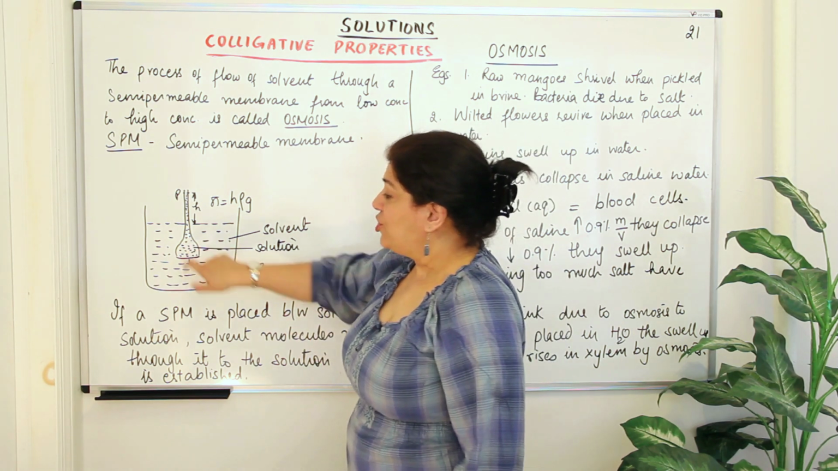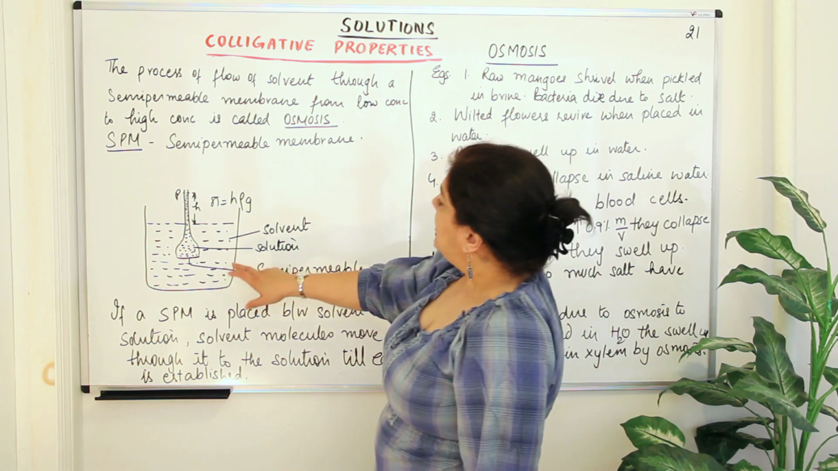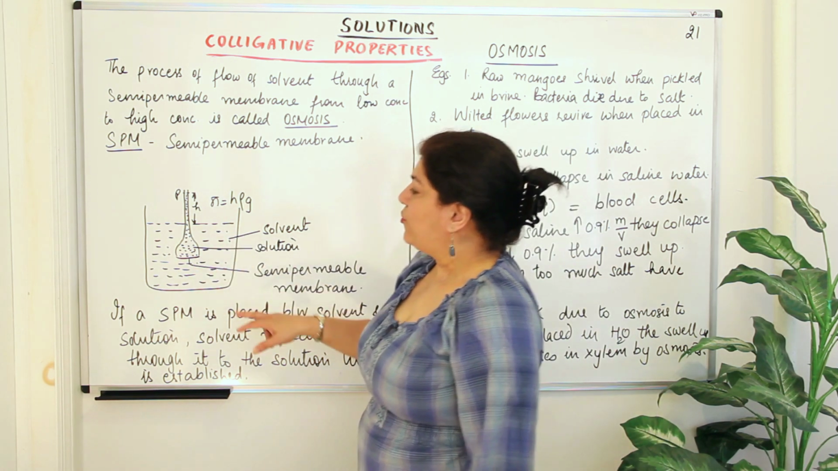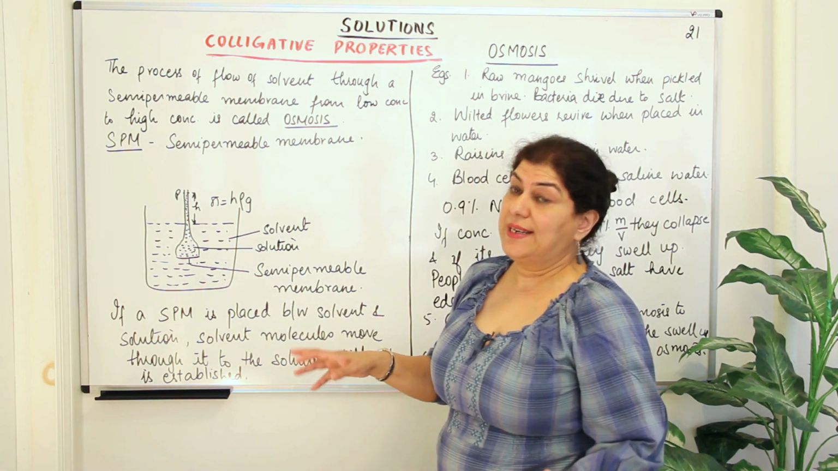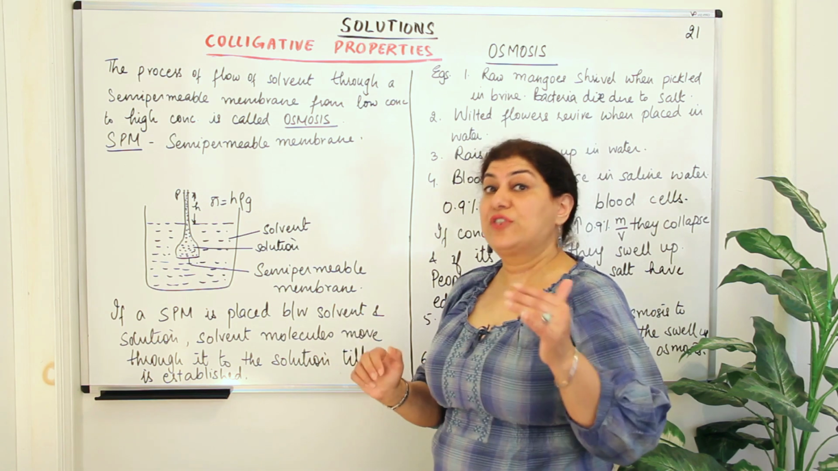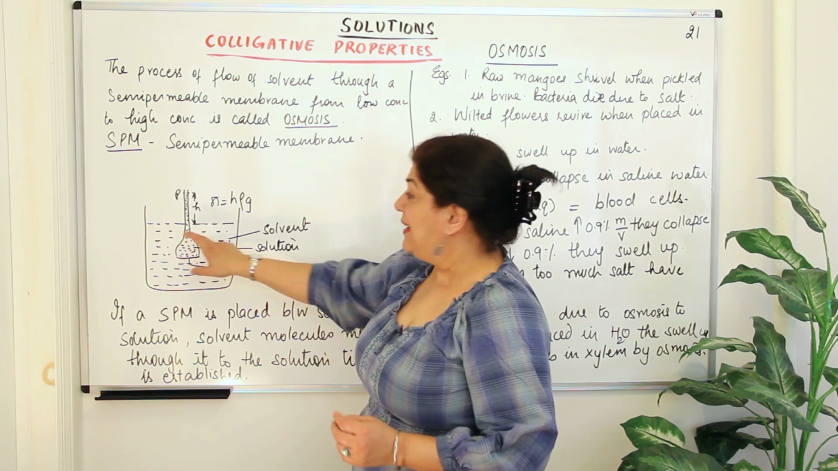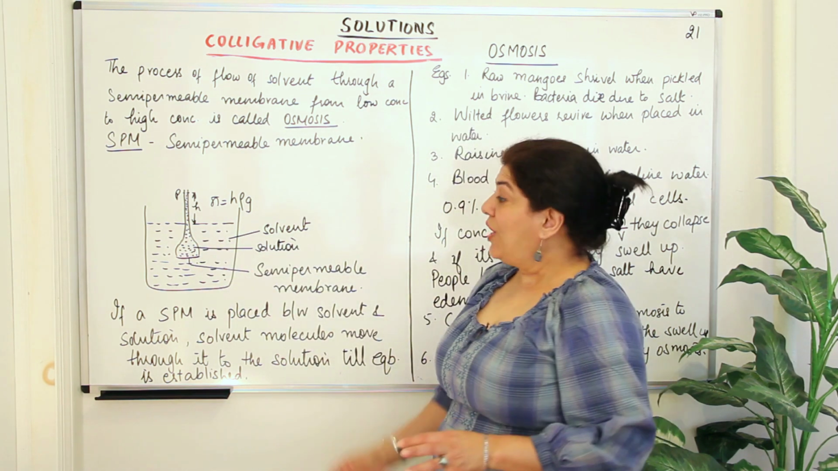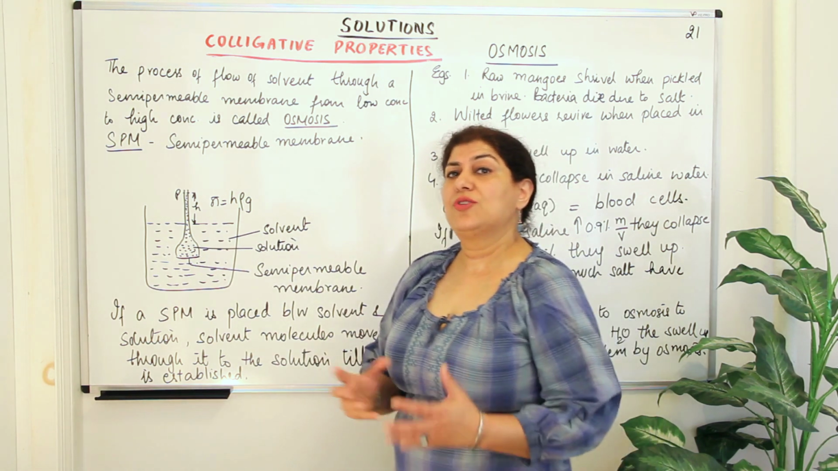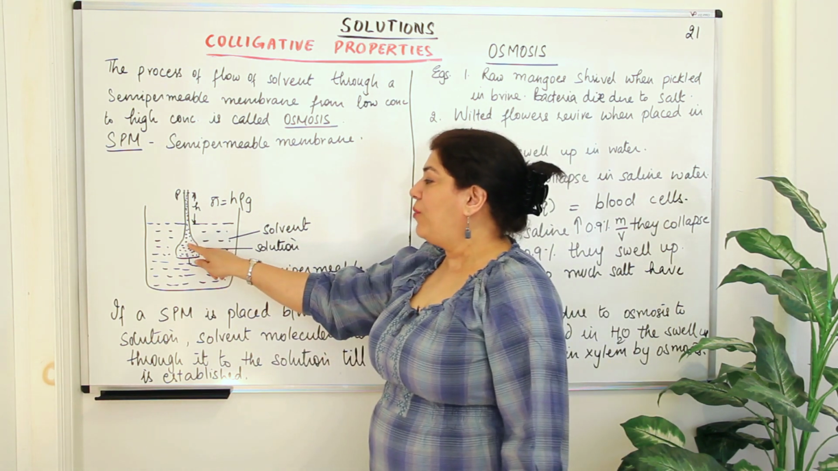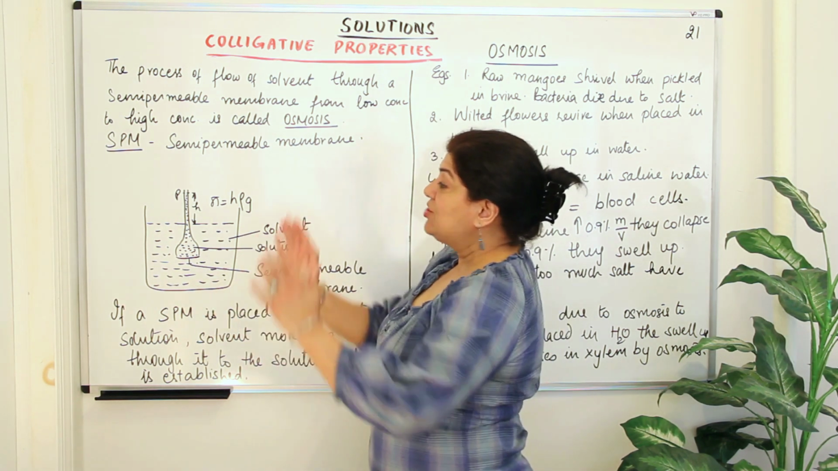Now the concentration of the solution inside the thistle funnel is high, and if you call it the solution, then the concentration outside is less. Or in terms of solvent, the concentration of solvent is more outside and less on the inside. So now when you dip this and, through the semi-permeable membrane, where do you think the solvent will flow? Will it flow from the thistle funnel to the solvent, or will the solvent start entering the thistle funnel?